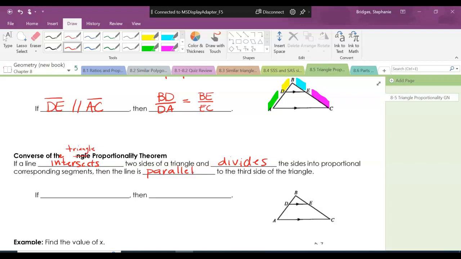So this time, I'm going to put my proportions first. If BD over DA is equal to BE over EC, then my lines DE and AC are parallel. Okay, it's exactly the same thing as what was before. It's just reverse. Remember, converse switches your hypothesis and your conclusion.